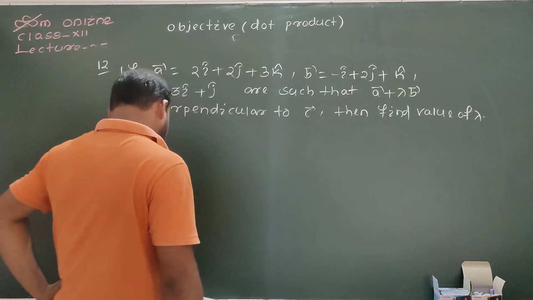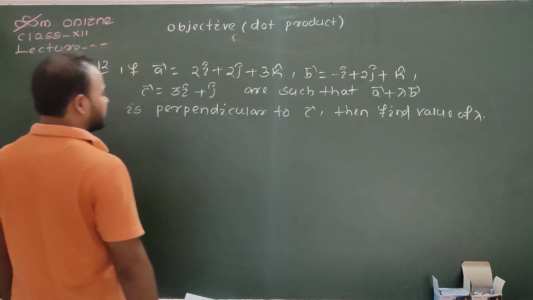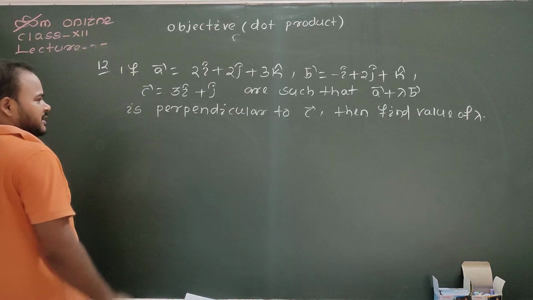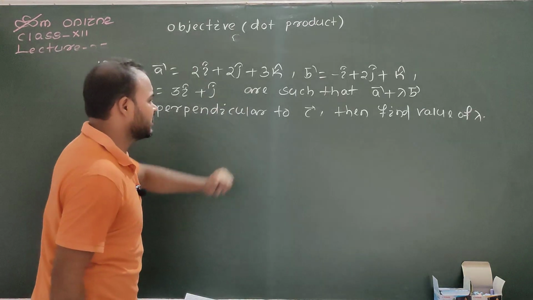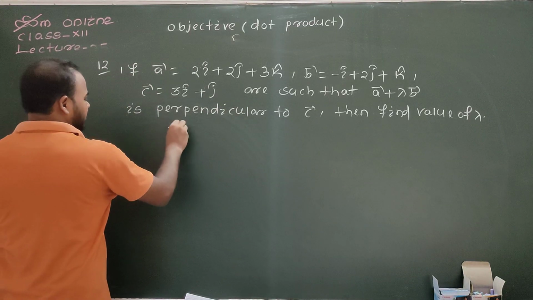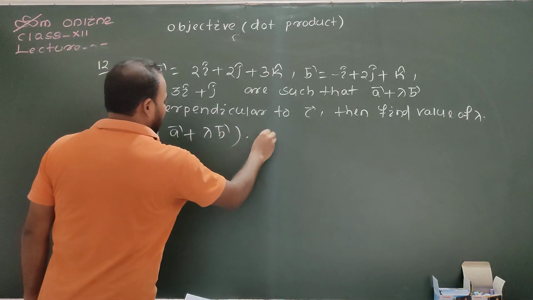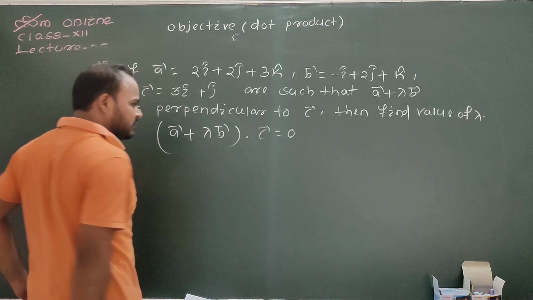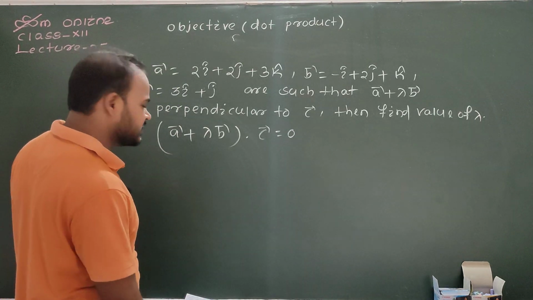Okay. It is a very important question. Vector A equal to this one, vector B equal to this one, and vector C is given. We are told that vector A plus lambda into vector B is perpendicular to vector C. That means vector A plus lambda into vector B dot vector C equal to 0. That means two vectors are perpendicular if their dot product is 0.